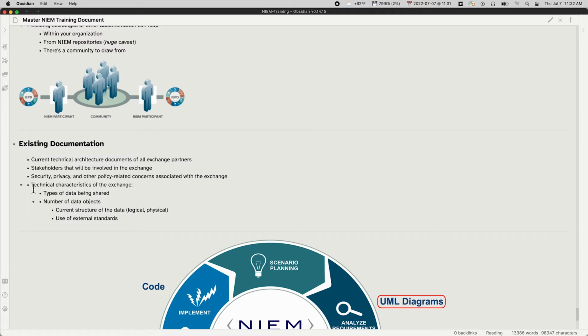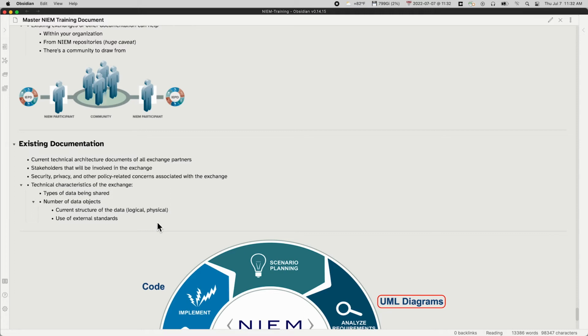You also want to look at technical characteristics of the Exchange. What kind of data is being shared, how many objects, that'll let you figure out level of effort. If you're doing an Exchange with a dozen objects, that's really quick to throw together. If you're doing an Exchange with 120 objects, which is not uncommon, that's a little more work. If it's 3 times that, that's a lot more work. So you want to have an idea of the size and scope.